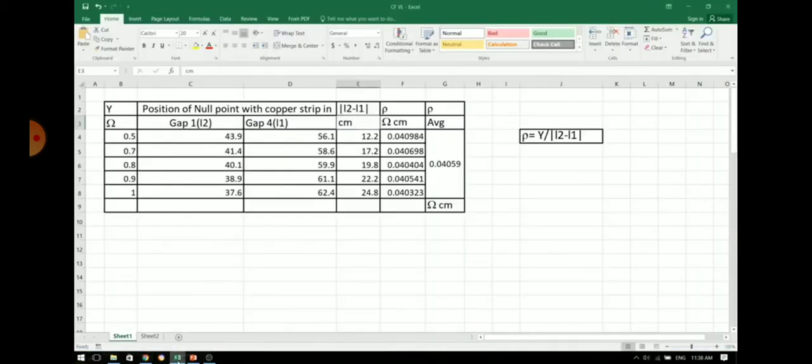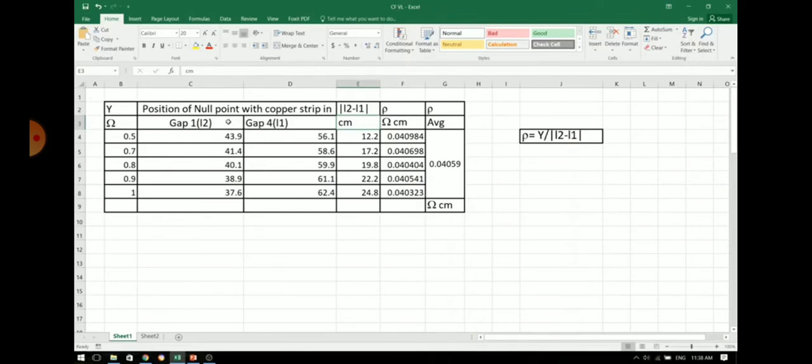I am showing the table where I have already taken the data. This is your resistance Y, where we choose say 0.5, 0.7, 0.8, 0.1, and the copper strip in the two gaps, gap 1 and gap 4. These are the two opposite gaps, gap 1 and gap 4.